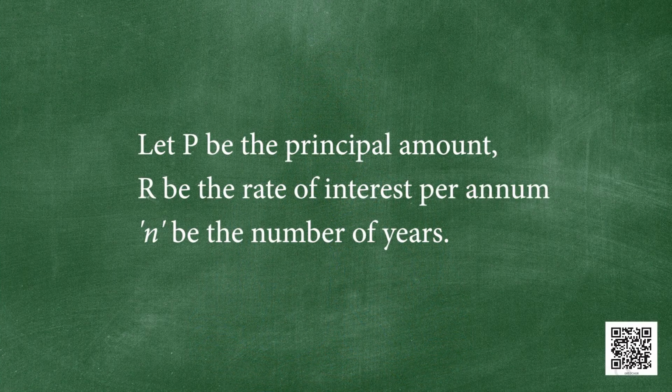Suppose in a bank, if interest is compounded half yearly, that is semi-annually, let P be the principal amount, R be the rate of interest per annum, N be the number of years. Students, since the interest is compounded half yearly, for every 6 months, simple interest is calculated at the rate of R by 2, since R is per annum, and this simple interest is added to the principal amount, and this amount will be the principal for the next 6 months.